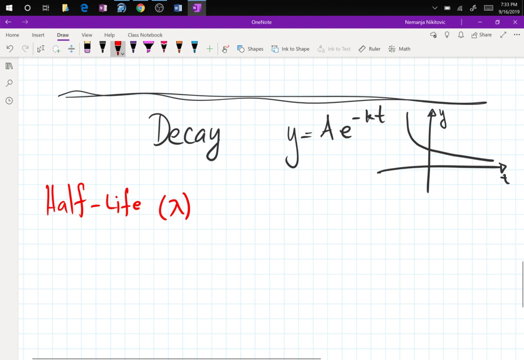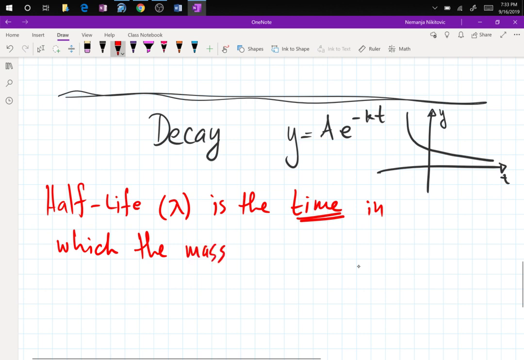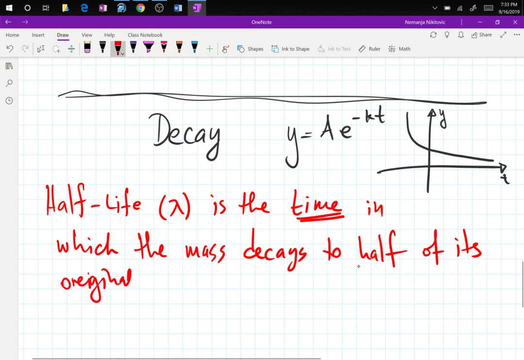Half-life, lambda, is the time in which the mass decays to half of its initial value. So when we say half-life, half-life is time.